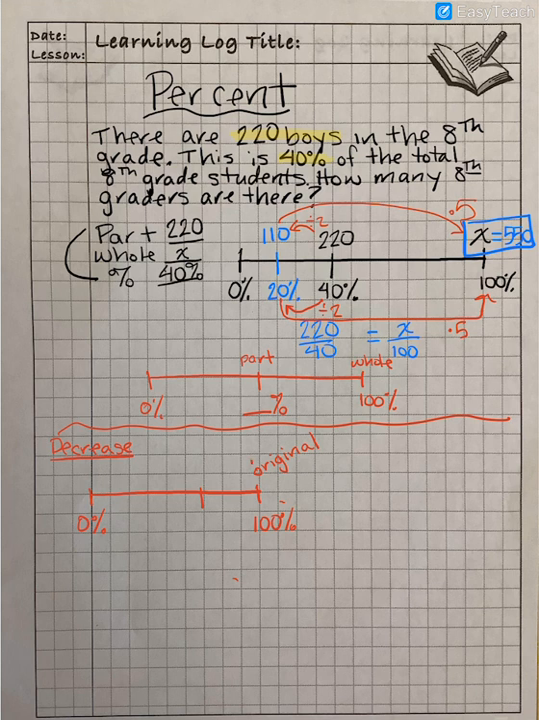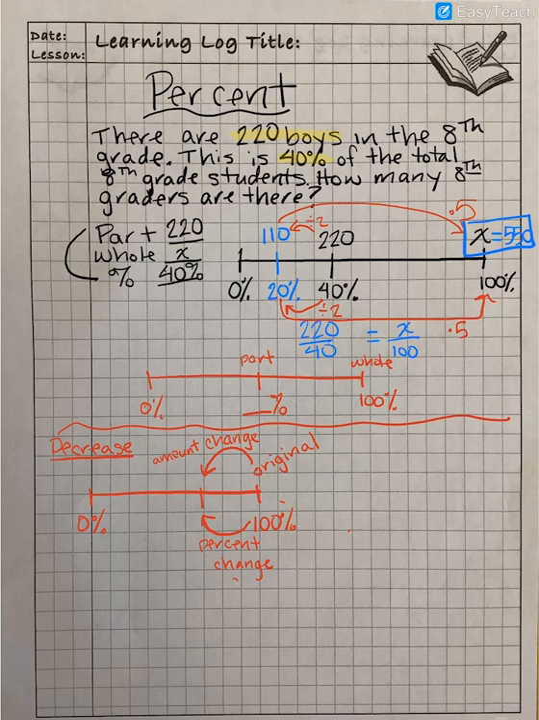Then it will decrease by a certain amount, right? So our change goes there, and that would be the amount of change. Then at the bottom, this amount represents our percent change.